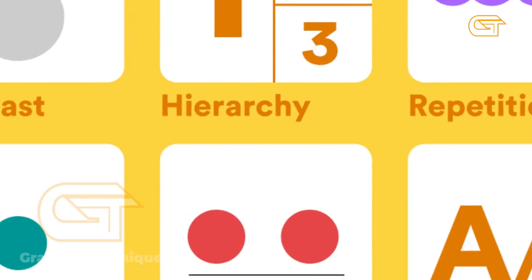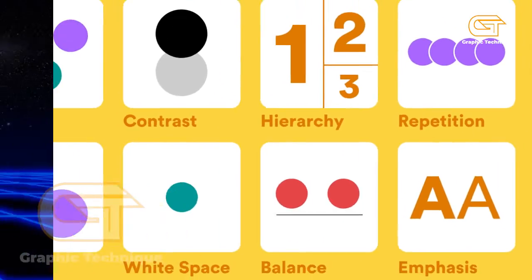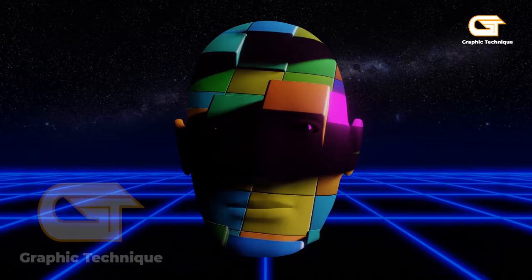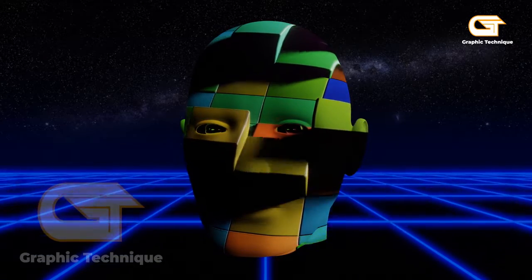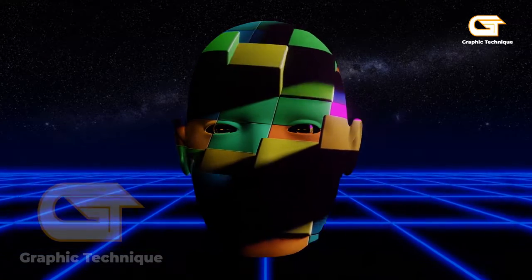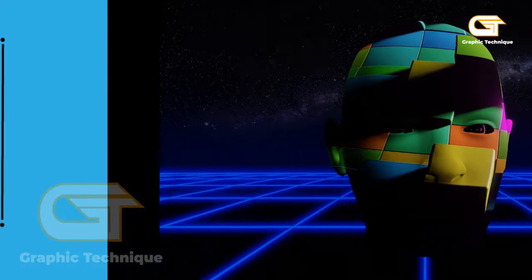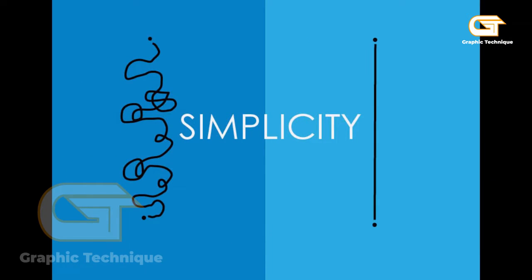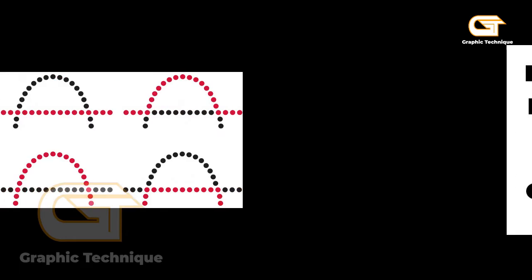There are also a number of principles that graphic designers need to follow in order for their designs to be effective and grab attention. You may have heard these called Gestalt design principles. Some of these principles include simplicity, proximity, continuity, symmetry.